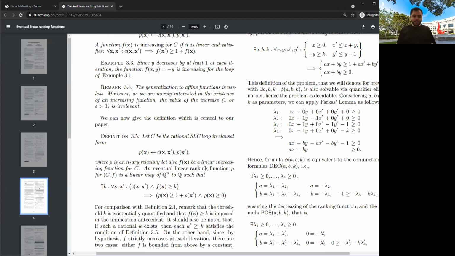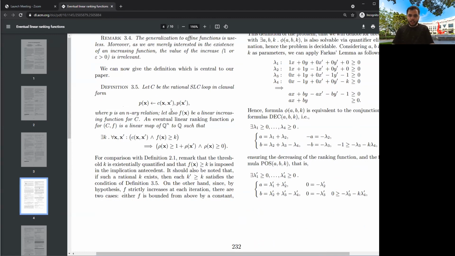So the very simple and basic idea behind this paper is that it's fine if we allow our function to increase for a while, as long as we are sure that after a finite increase, it will start decreasing. Okay, and this is what they call an eventual ranking function.